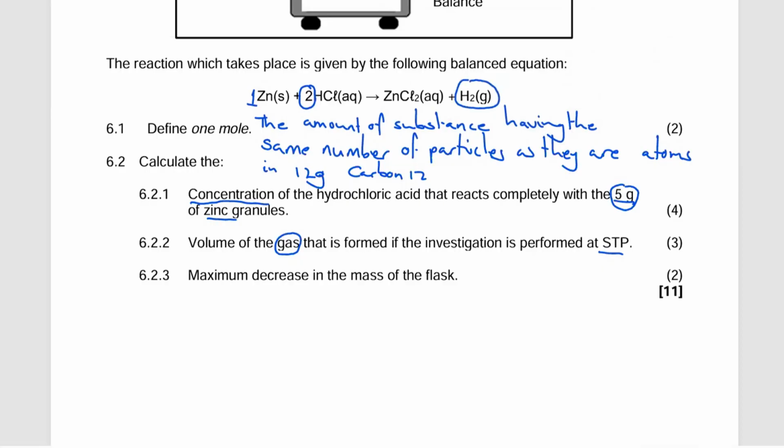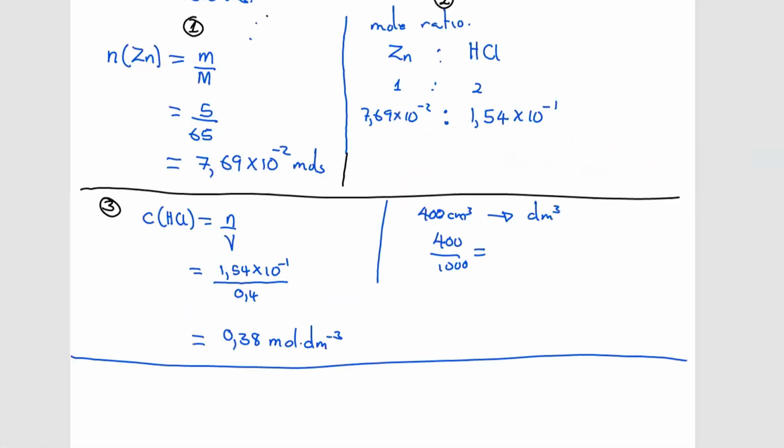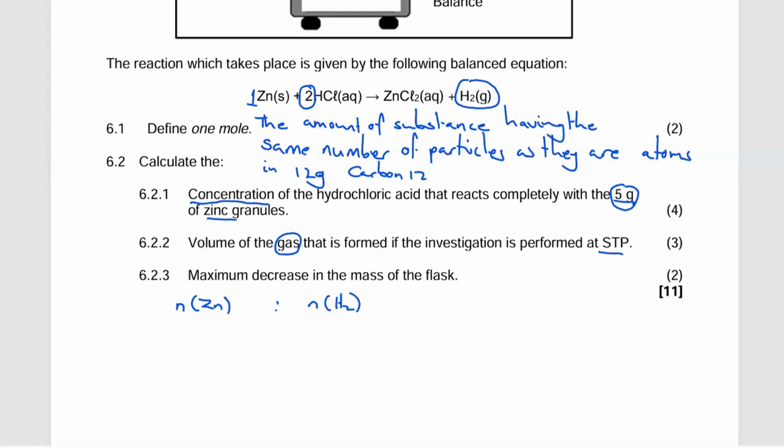Again here, I'm going to start with what I was given. So the number of moles of zinc versus the number of moles of my hydrogen gas, like that. According to this, I already calculated from the previous question my number of moles of zinc. It was 7,69 times 10 exponent negative 2. So I'm going to have 7,69 times 10 exponent of negative 2 moles, right?